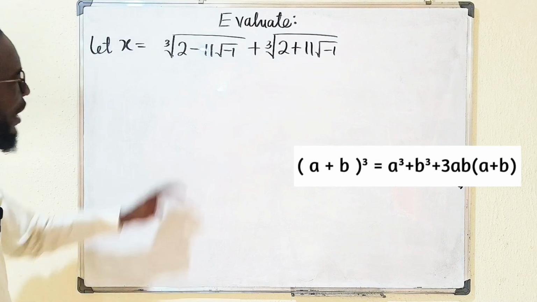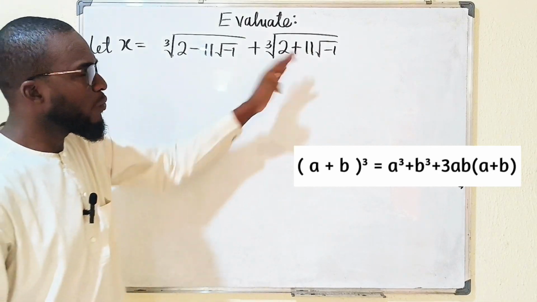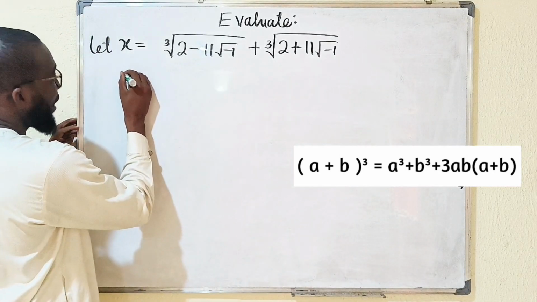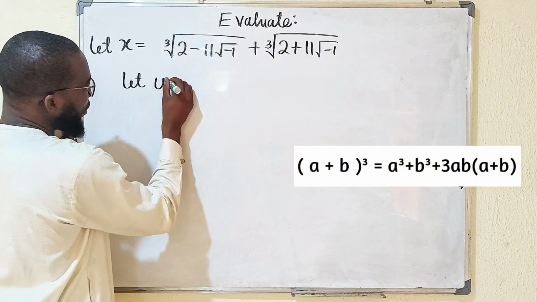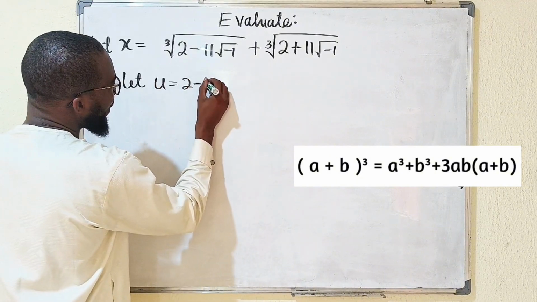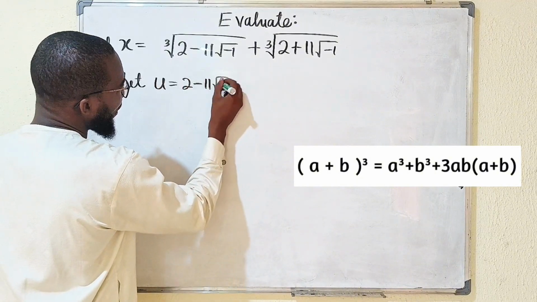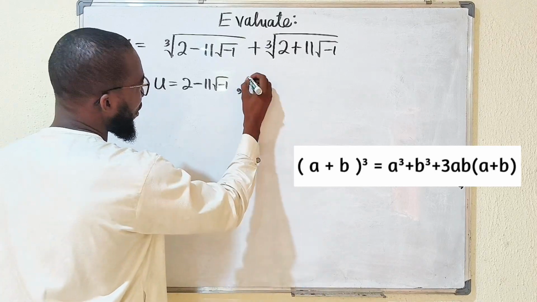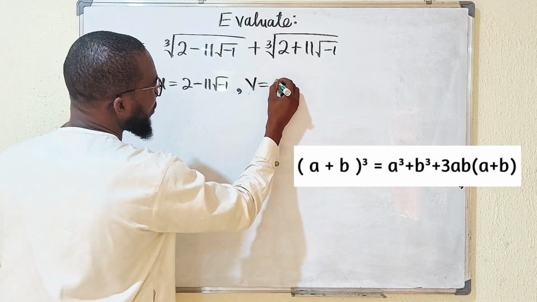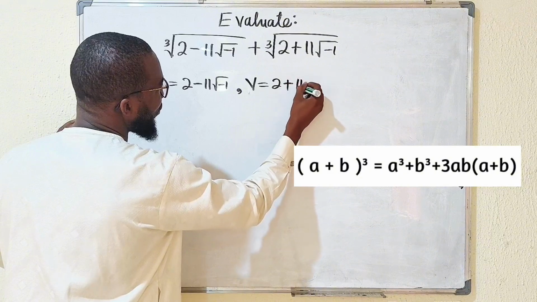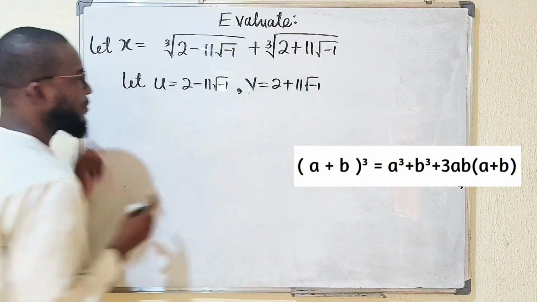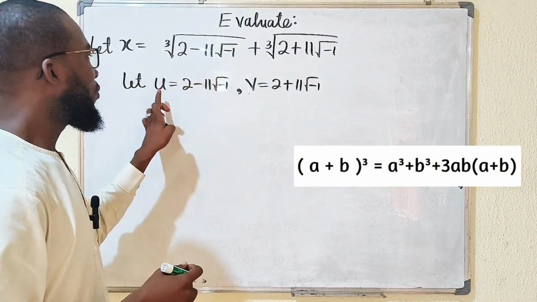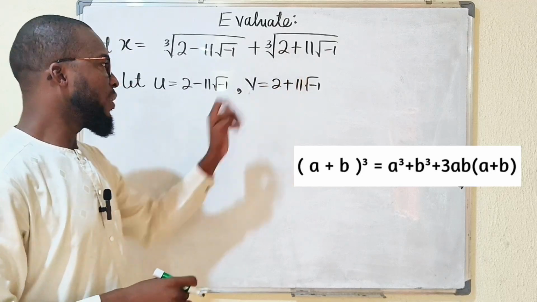But first of all, I would like to declare this with some letters. Again, let u be equal to 2 minus 11 root negative 1. Then let me use v equals 2 plus 11 root of negative 1. So wherever we have this, it will be replaced with u and this with v.